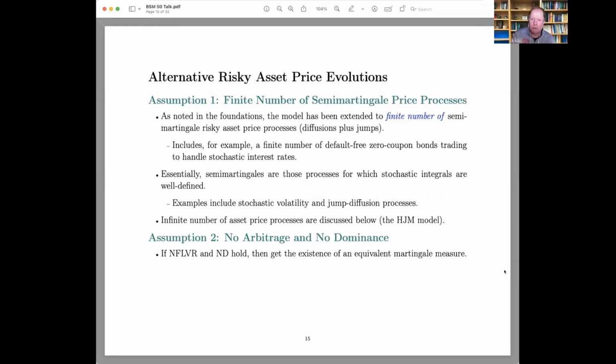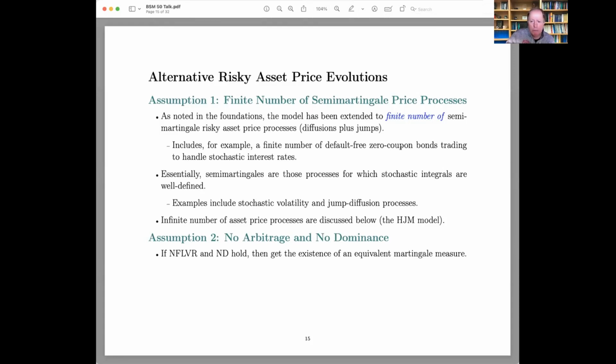Assumption number one is that we know the theory extends to asset price processes called semi-martingales. But in the beginning, just a finite number of semi-martingale risky asset price processes. Very general. It includes as subcases diffusions plus jumps. With this extension, you can have a finite number of default-free zero coupon bonds trading to handle stochastic interest rates. Although limited in its application, it's still within this theory.